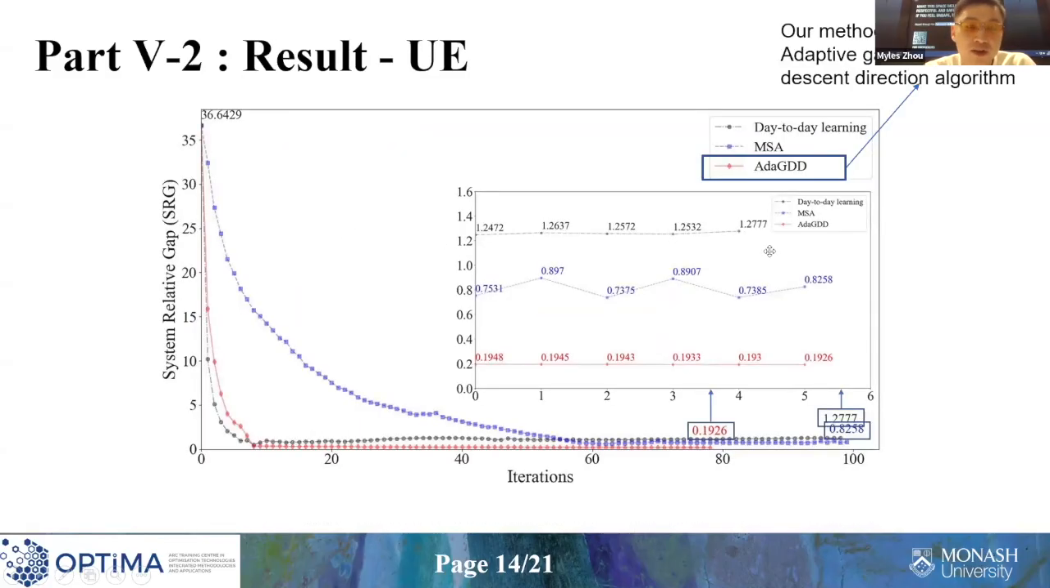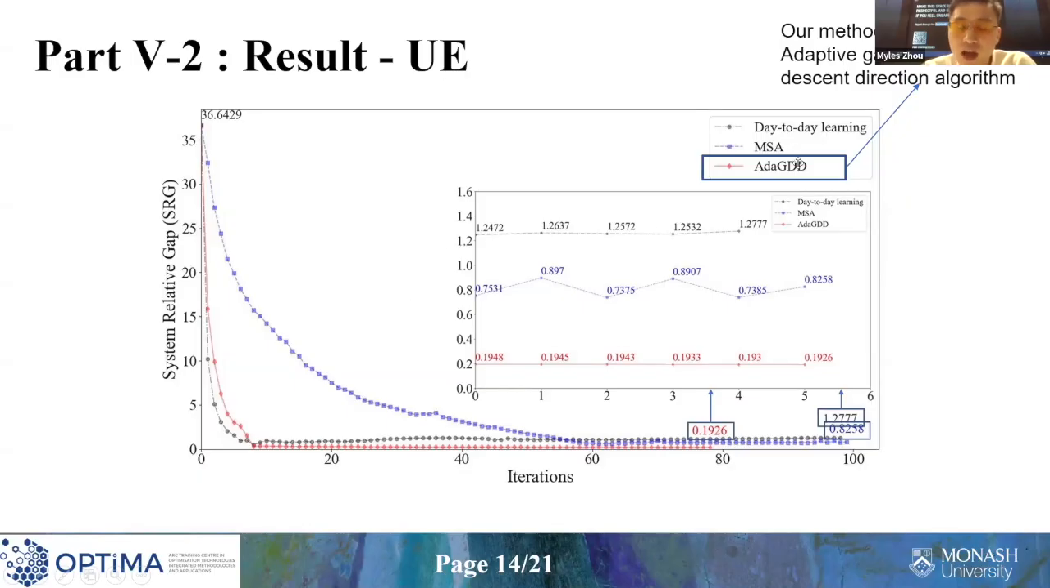This is the result of the user equilibrium modeling. This ADA-GDD is our method, adaptive gap-based descent direction algorithms. We use the system relative gap to measure the solution performance. The relative gap represents the difference between our current system and the ideal system. The ideal user system is one where all options with demand share the same travel cost, so we measure the difference.